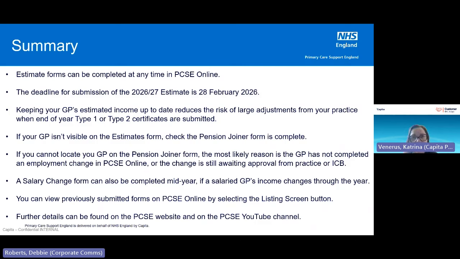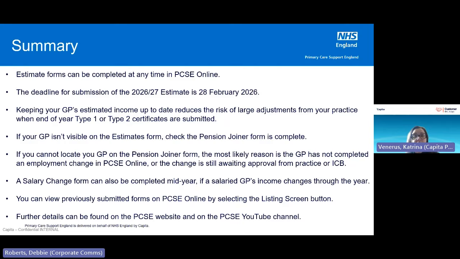There's, I guess, two likely reasons for that. One is that you have never completed or submitted a pensions joiner on PCSE Online. So if a GP joined you, so we're going to be doing 24-25 end of year forms, but 25-26 estimates, 26-27 estimates. If a GP has joined you partway through this current pension year and you haven't completed the joiner form yet, then you won't see them on the estimate.